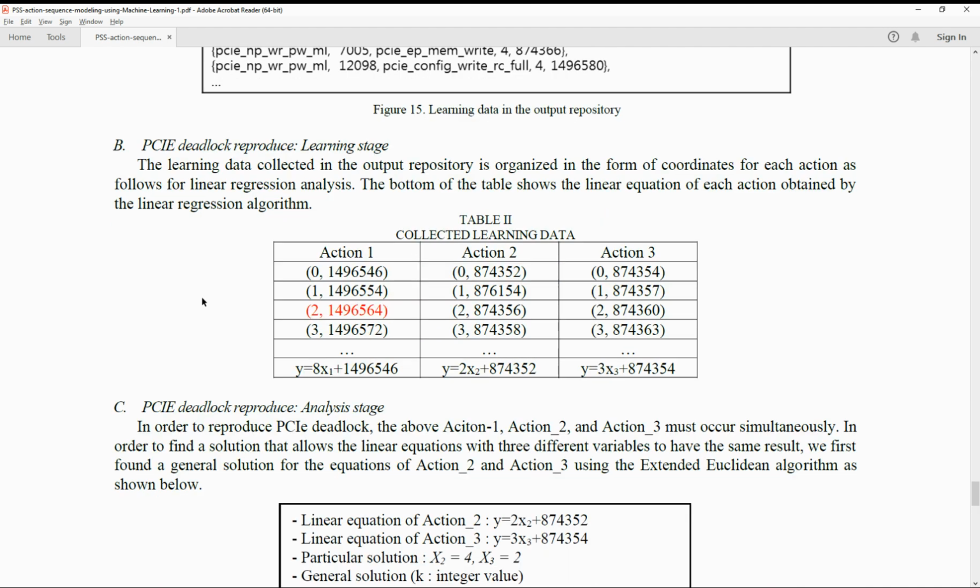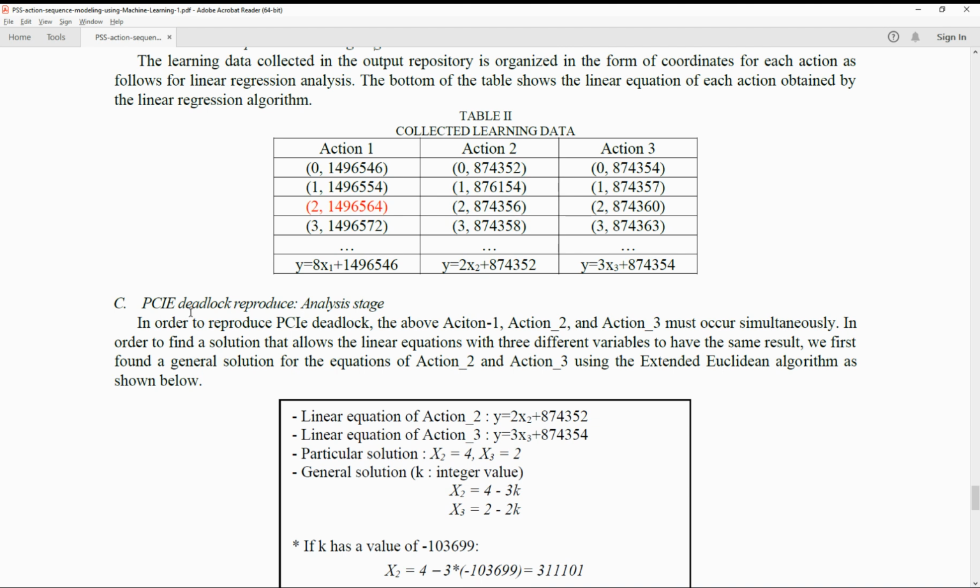The learning data collected in the output repository is organized in the form of coordinates for each action as follows. For linear regression analysis, the bottom of the table shows the linear equation of each action obtained by the linear regression algorithm. Table 2, collected learning data. Action 1, Action 2, Action 3. There are some values, and the red one is Action 1.